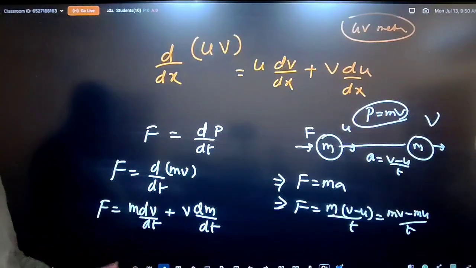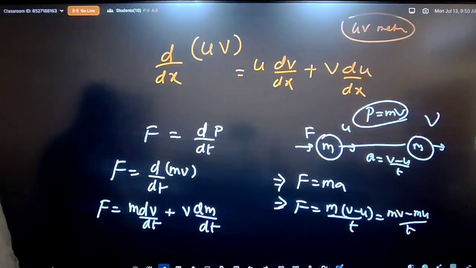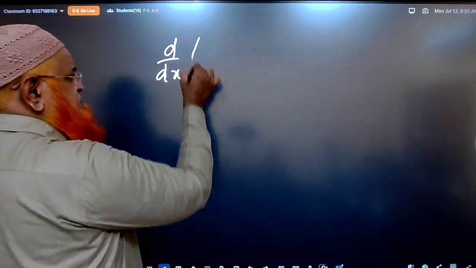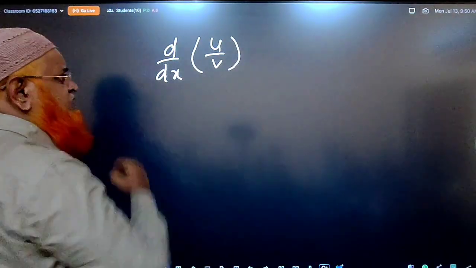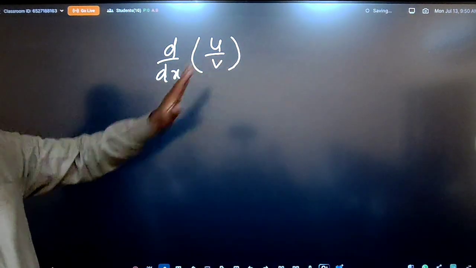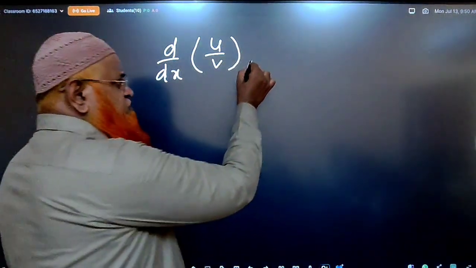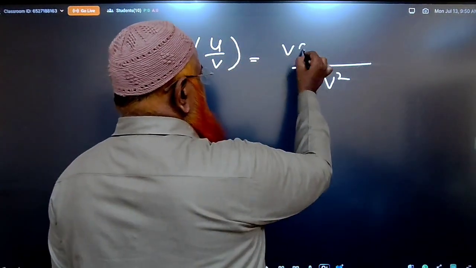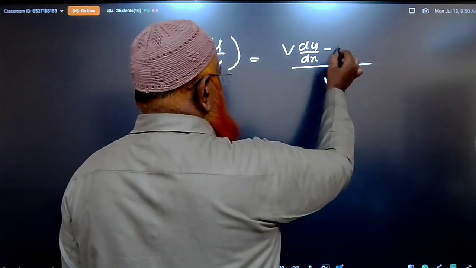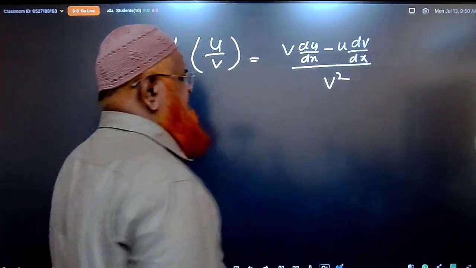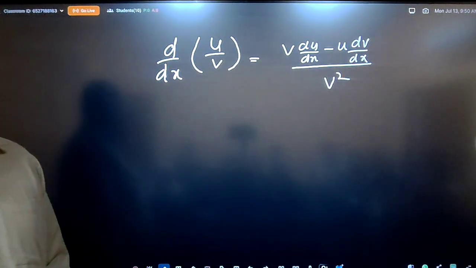Okay, now this is called the UV method. Hope you understood. Next thing is, what is the differentiation of u by v? Division method. What is the differentiation of u by v? For that there is one formula. What is that formula? 1 by v square, v du by dx minus u dv by dx. This is going to be the formula here.